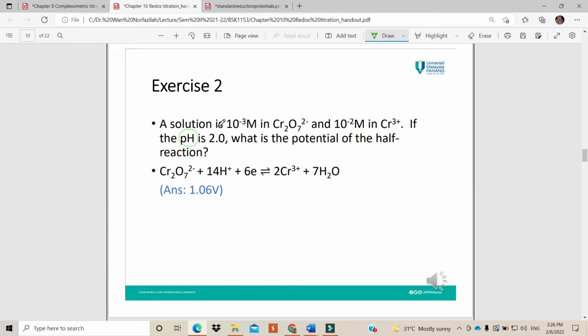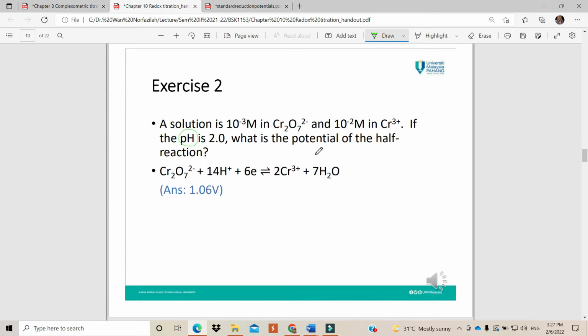Okay, so you are given a solution of 10 to the power of negative 3 molar in Cr2O7 2 minus, and 10 to the power of negative 2 molar in Cr3 plus. Okay, if the pH is 2, what is the potential of the half reaction? Remember, different pH, you akan dapat different titration curve. Okay, that's why you need to pay attention for this one. And you are going to use this one later in the calculation.